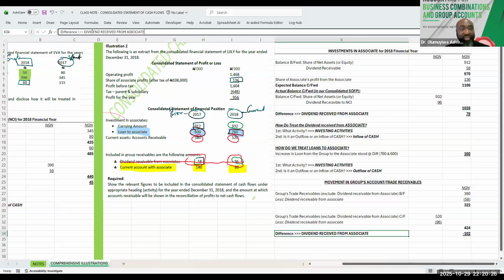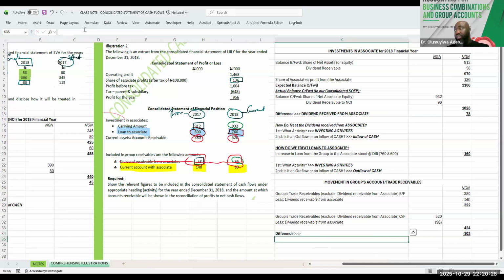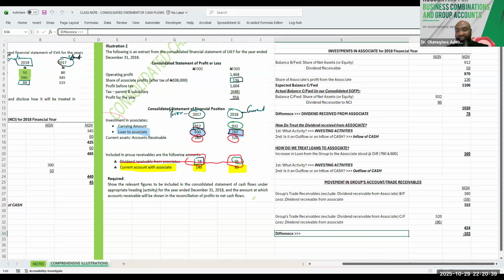What do we call this difference? That's the next question we ask. That difference constitutes movement in group trade receivables. But this movement, is it increase or decrease? Now, the trade receivable at the beginning is 322. At the end is 424. That constitutes increase in account of trade receivable.